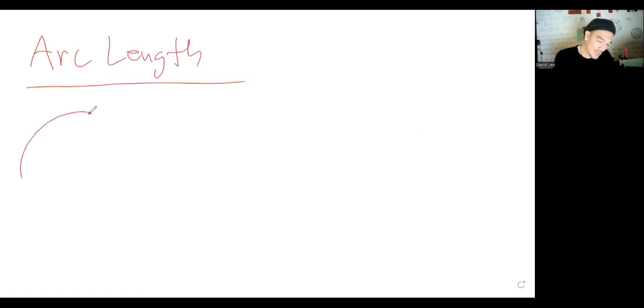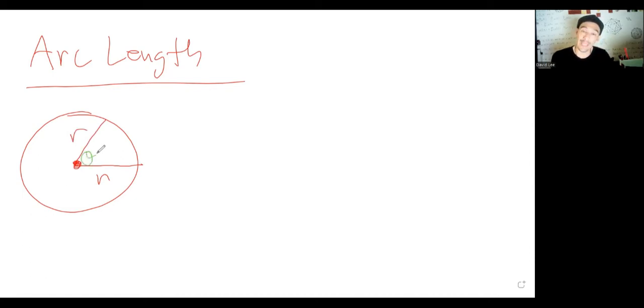Let's say that I have a circle. Let's say this is the center, and let's suppose that this is the radius. And let's say that I draw another radius. So I have a radius and a radius. And let's say that I have an angle here in the middle. And this is called a central angle because it's in the middle of the circle.